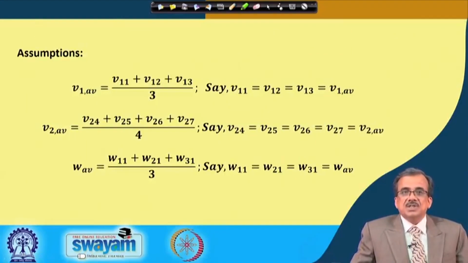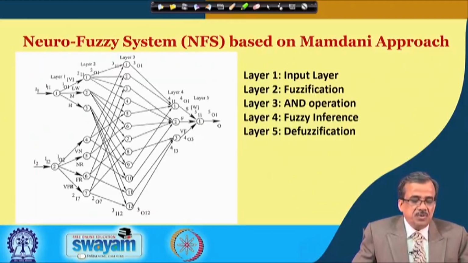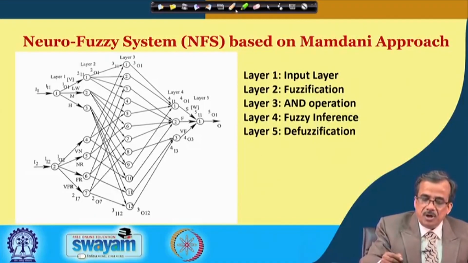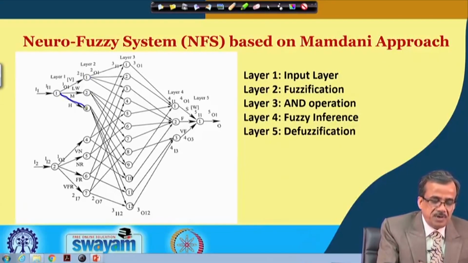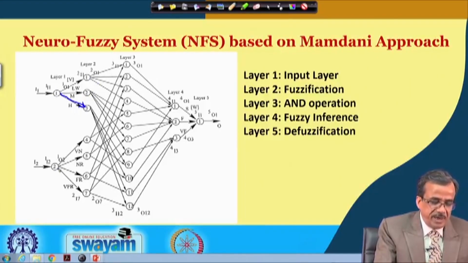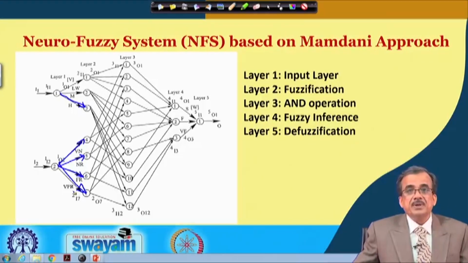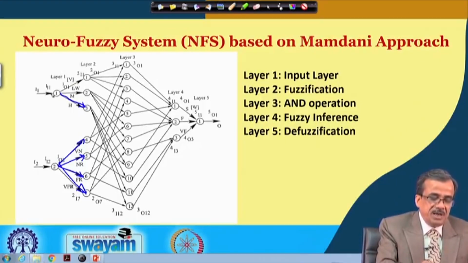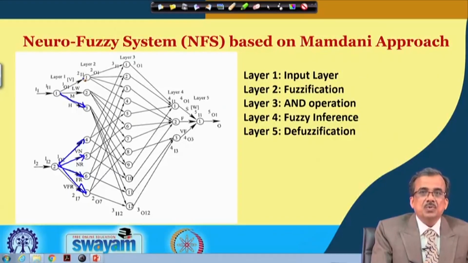Now, let us see how it works. If you once again look into this network, you can see that we have got some connecting weights like V11, then V12, then V13. We have got connecting weights like V24, then V25, V26 and V27. Now, these are all connecting weights between layer 1 and layer 2 and these connecting weights lie in the range of 0 to 1.